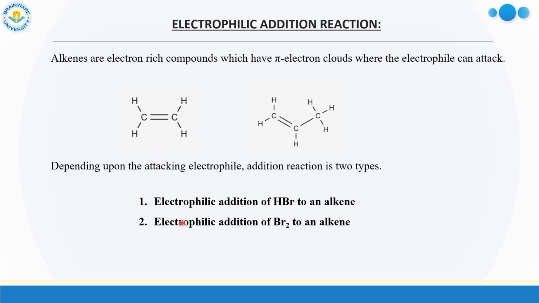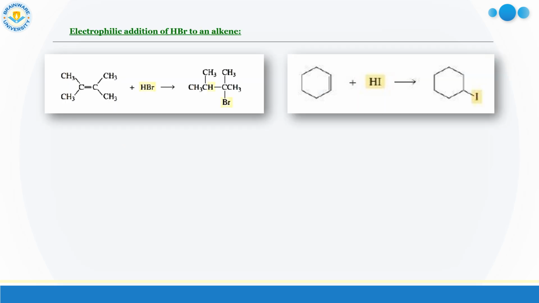So that means it can easily attack with that electrophile. Here two types of alkene are there: one is symmetric alkene, another is asymmetric alkene. Depending on the attacking electrophile, addition reactions are of two types: electrophilic addition of HBr and electrophilic addition of bromine, Br2.